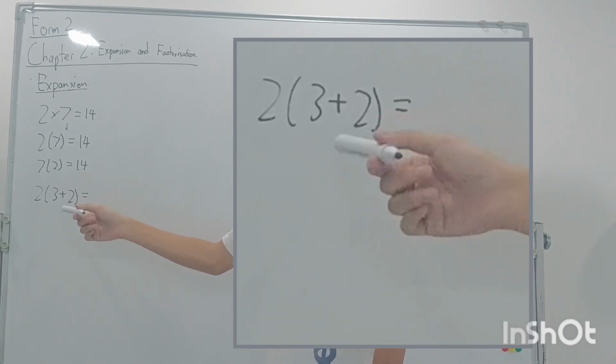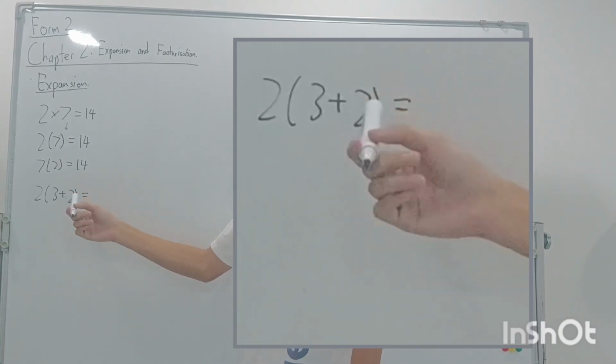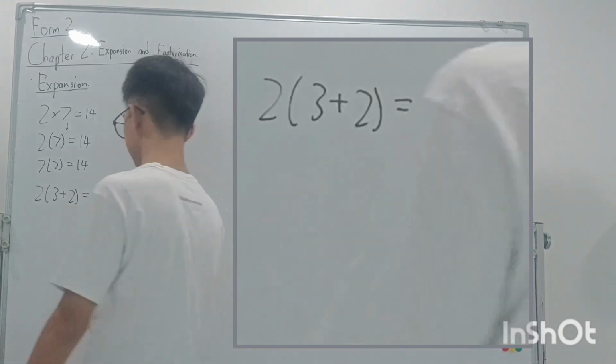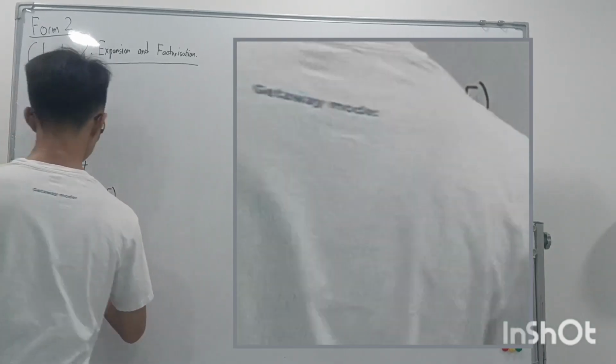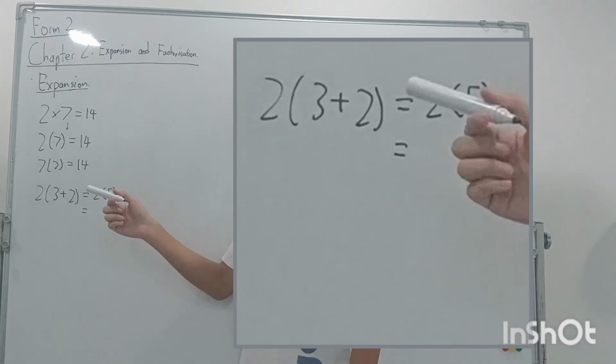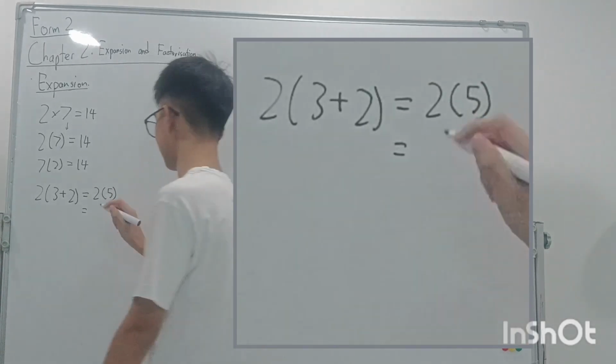So first we'll simplify the things in the bracket first. So 3 plus 2 is going to be 5. So 2 times 5, that's going to be 10.